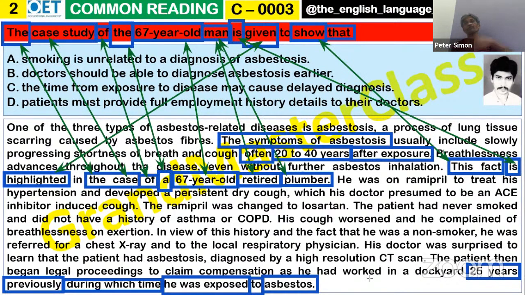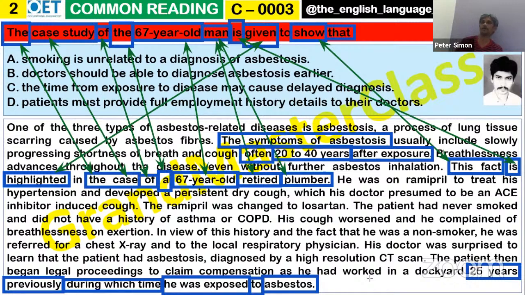What is the common factor before? In the center, it is the example of the retired plumber. This fact is highlighted. What fact? After 20 to 40 years after exposure, the signs and symptoms are revealed. Till then, it is silent within. So this fact, that it can often exhibit signs and symptoms only after 20 years, is confirmed by this example.